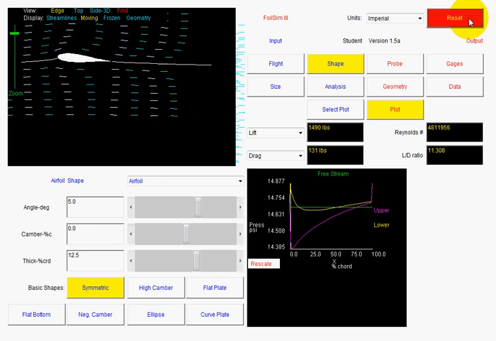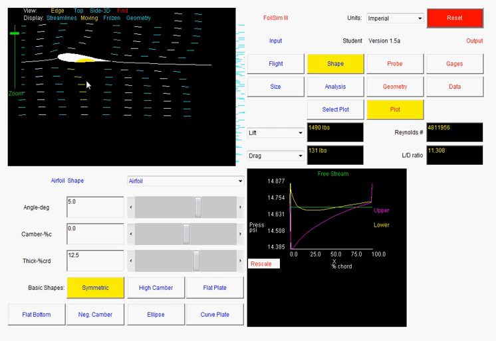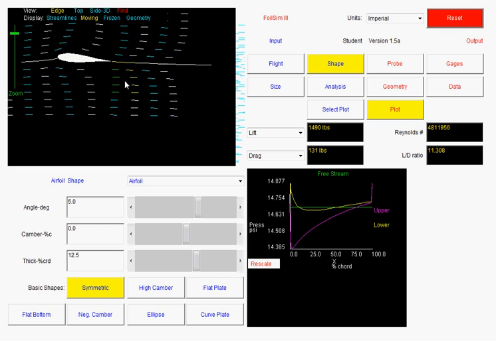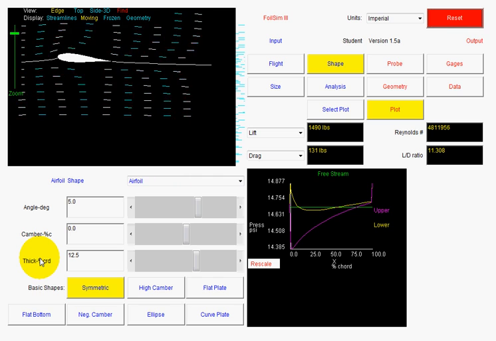I want to talk about some of the parts of this software. The first thing we have is our output screen over here. This is an airfoil, and we can see that there is wind around it. The wind is being curved over the top of this airfoil and underneath it. We also have some ways to change our airfoil. We can change its angle of attack, its camber or the hump of the airfoil, and we can also change its thickness as well.